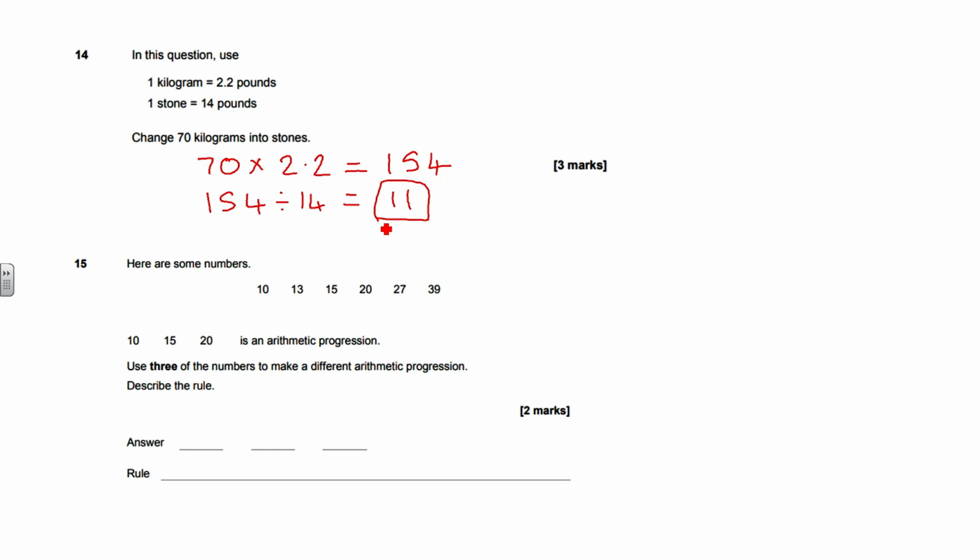So what I've done there, 70 kilograms is 154 pounds, because every kilogram is worth 2.2 pounds. And then 154 pounds divided by 14 gives me 11 stones.